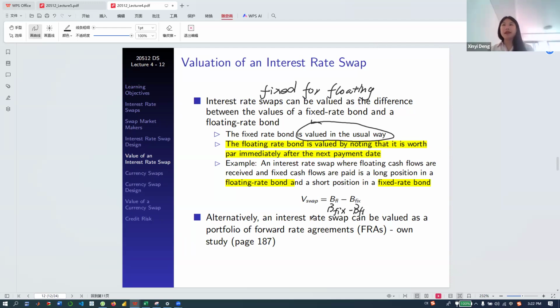Now, alternatively, an interest rate swap can be valued as a portfolio of forward rate agreements. I'm not going to discuss that here, and I'll leave it to you guys for your own study. It's on page 187 of the textbook. So today we will only focus on the valuation of an interest rate swap utilizing fixed rate bonds and floating rate bonds.